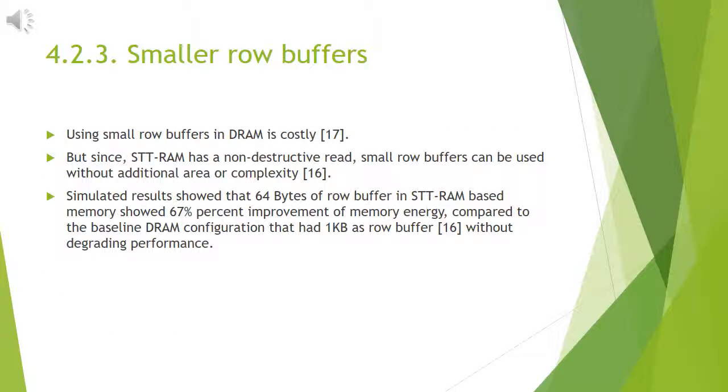But using smaller row buffers in DRAM is costly. Since STT-RAM has a non-destructive read, small row buffers can be used without additional area or complexity. Simulator results show that 64 bytes of row buffer in STT-RAM based memory showed 67% improvement of memory energy compared to the baseline DRAM configuration that had 1 KB as row buffer without degrading performance.